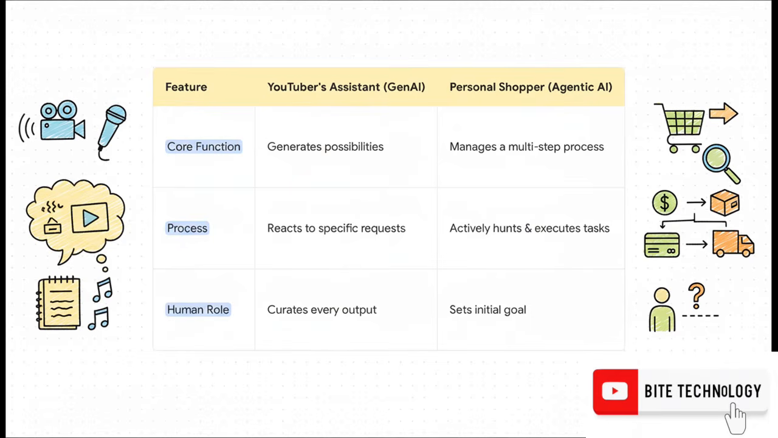Now, think about a personal shopping agent. You give it one goal: buy this product. That's it. The agent then actively hunts for it, monitors the price, handles the entire checkout process, and coordinates the delivery. It only asks for your input if it gets completely stuck. So, one generates options, the other manages an entire process.